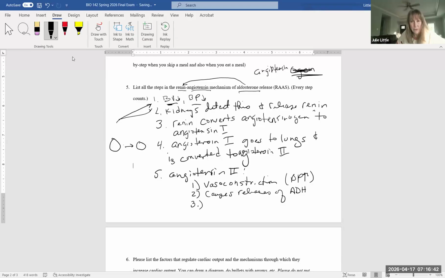Angiotensin 2, the next thing it's going to do is cause the release of aldosterone, super important. I'm not recording. I am recording. Here's our hormone from that adrenal cortex that's actually going to go back through the blood to the kidney and tell the kidney, what's it going to tell the kidney? Resorb sodium, secrete potassium. So number 6, aldosterone targets the kidney.